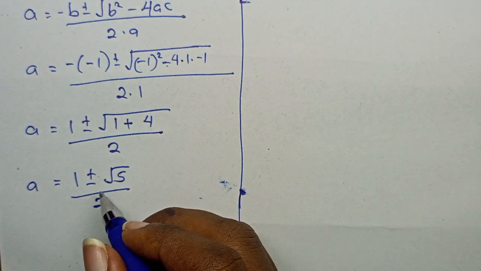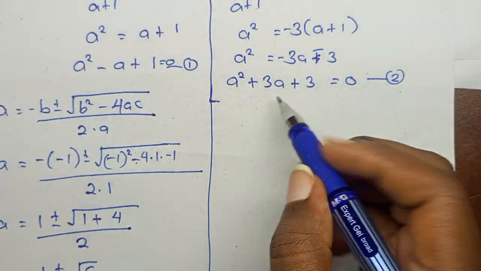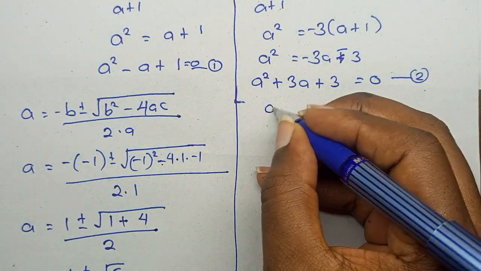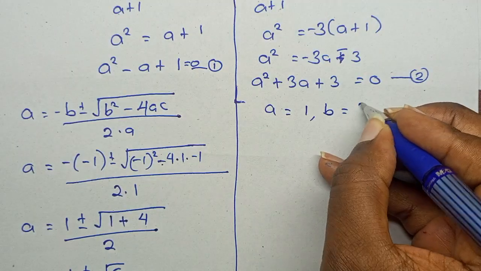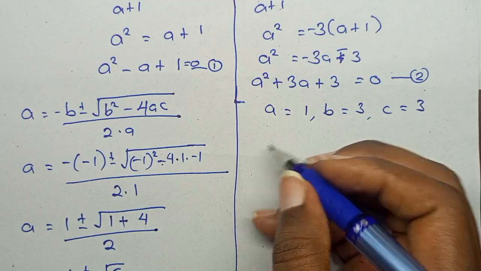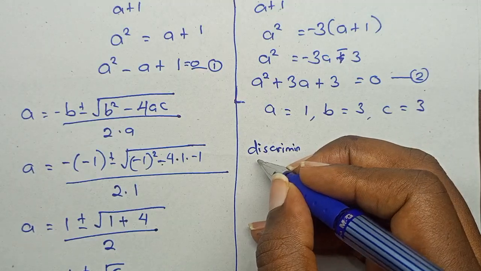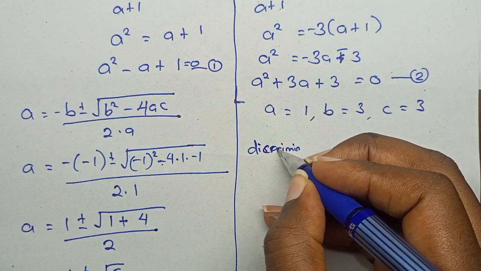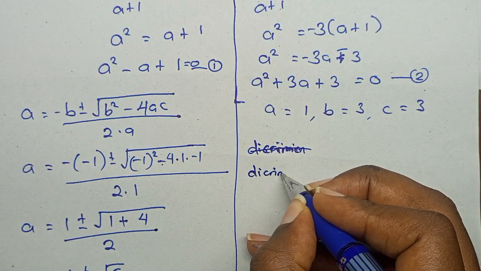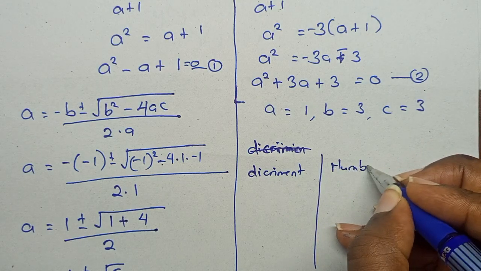So here we have two solutions for a. Now from this second one also, it's a quadratic equation where a is 1, b is 3, and c is 3. When we use the discriminant method, this is the discriminant. If we are to use the discriminant method, this is the discriminant and this is the number of solutions.